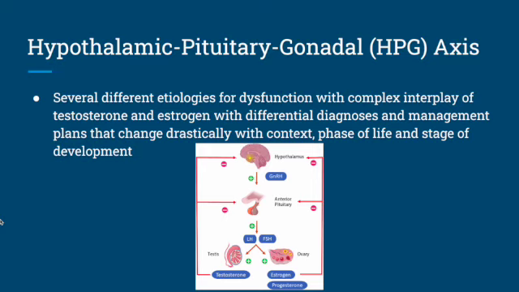And I will just make a note here that there are several different etiologies for the dysfunction, with some of these really complicated systems that have a complicated interplay of testosterone and estrogen, with differential diagnoses and management that are going to change drastically based on the context, phase of life, and stage of development. So we won't get too into that today, but more so just being able to pick up on some general themes that we'll talk more about in class.